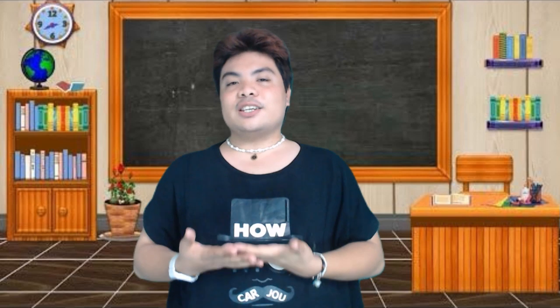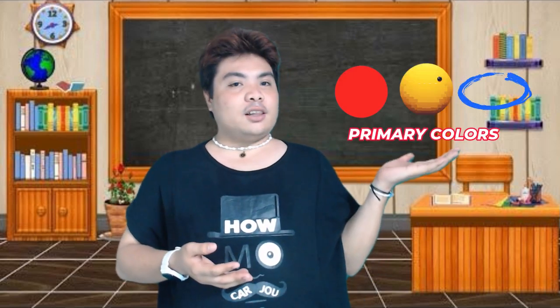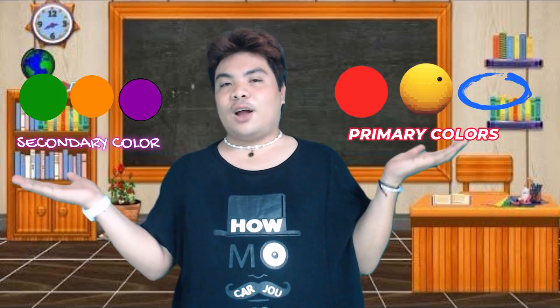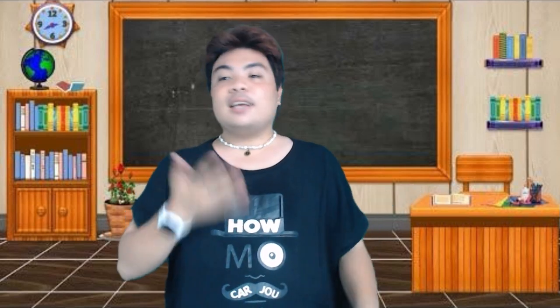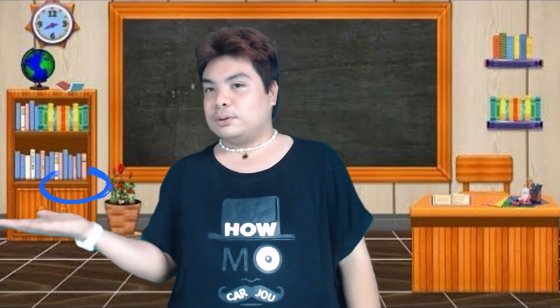Hello everyone! Today we're going to discuss color. We have primary colors and secondary colors. For the primary colors, we have red, yellow, and blue. Again, red, yellow, and blue. Can you repeat after me? Red, yellow, and blue.